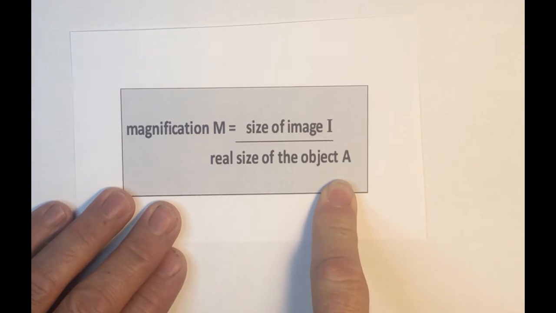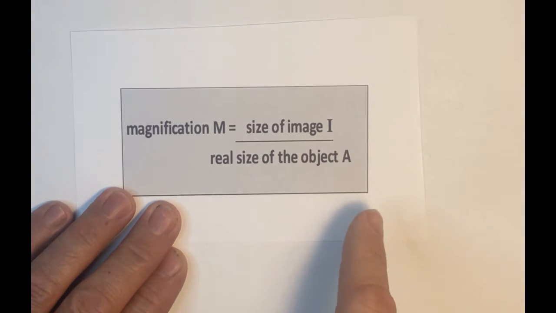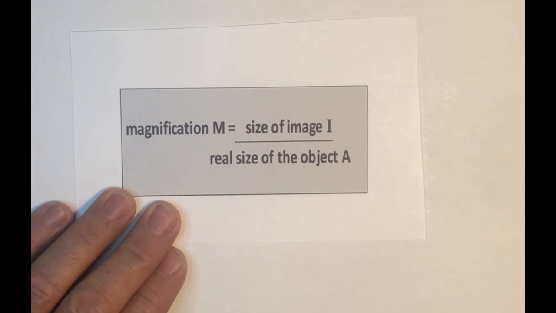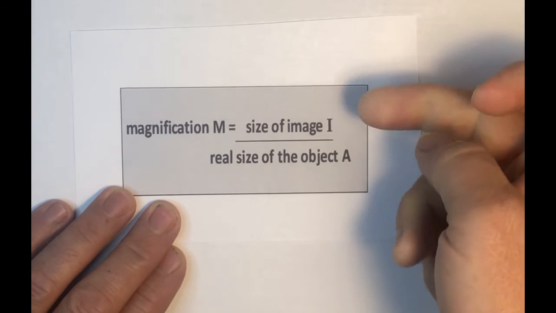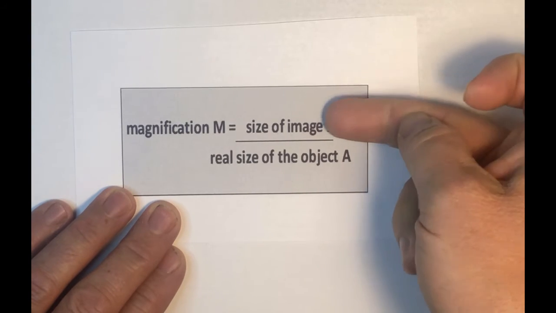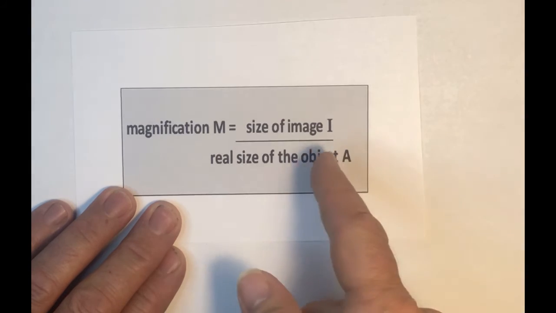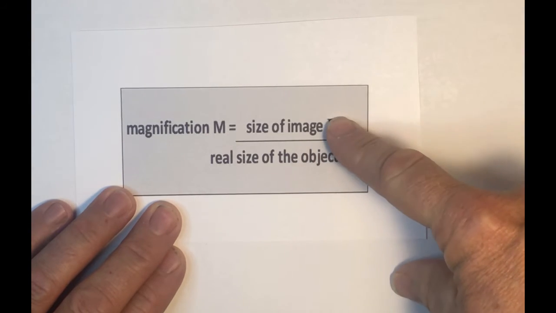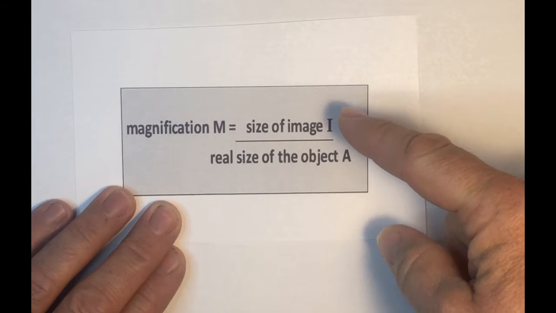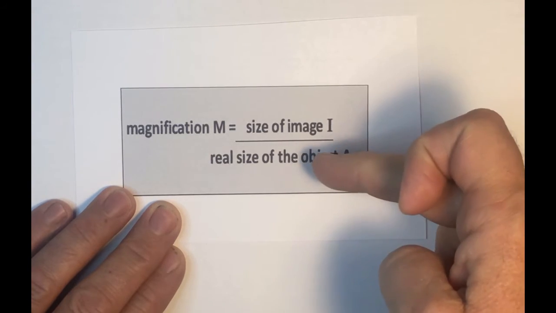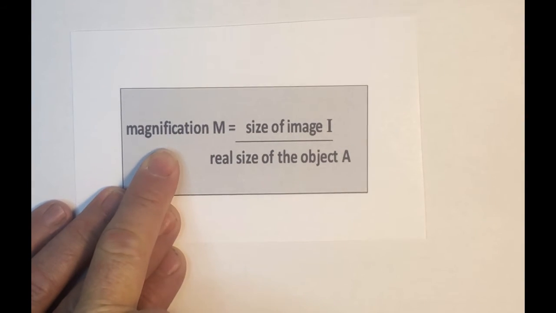You get given these numbers in your exam, right? Or you might have to work out one of these numbers based on a scale that you might have. And you'll literally divide the size of the image by the real size of the object. It makes sense because usually the size of the image is considerably bigger, and if you've got a bigger number on the top and a smaller number on the bottom, the magnification is going to be greater than 1.